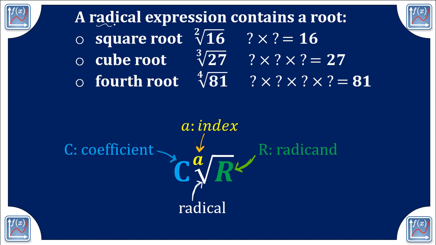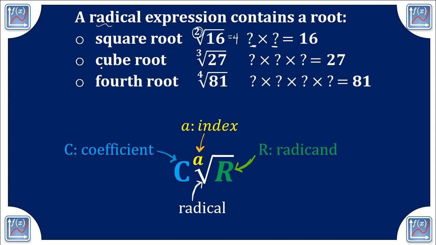So a radical expression simply contains a root. So we can have the square root of 16. That means what times what? We multiplied something 2 times. That's what this index tells us. Gave us 16. So the square root of 16 is going to be 4. We multiplied 4 times 4 to get the 16.